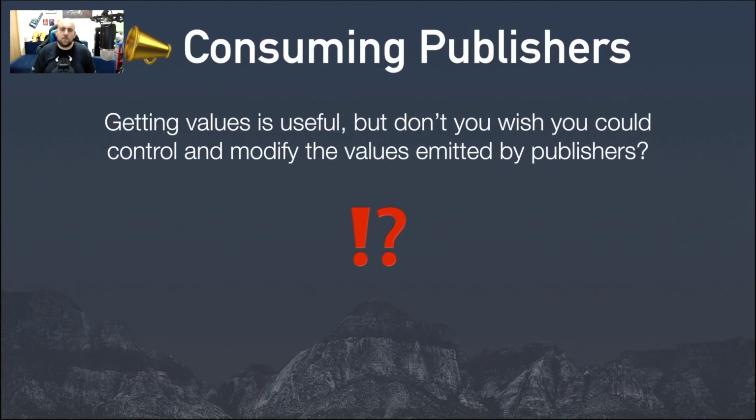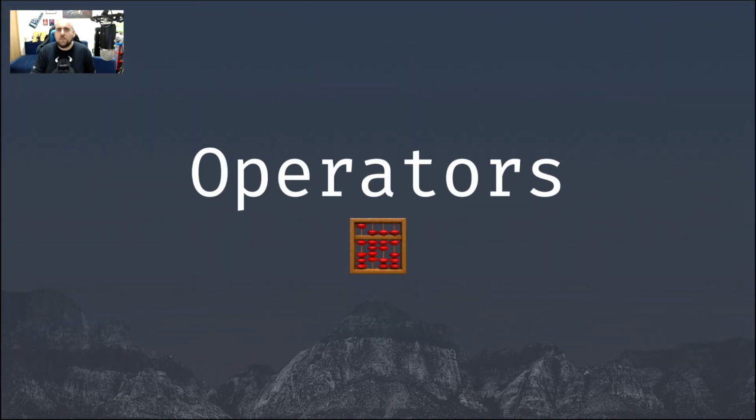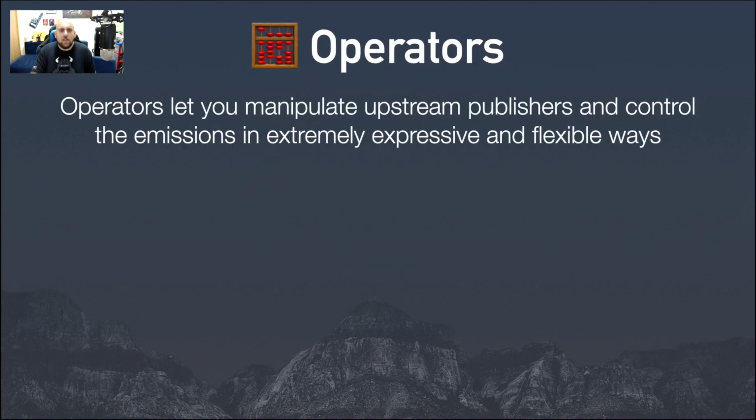So getting the values is really useful. We definitely want to do that if we have a publisher. We want to do something with the values. But it would be really cool if we could also control and modify the values that we get from these publishers. The way we do this is called operators, which is a concept that might be familiar to people coming from Rx or other reactive frameworks. Basically, operators let you manipulate the upstream publishers and control the emissions in really expressive and flexible ways that let you create really complex logic.